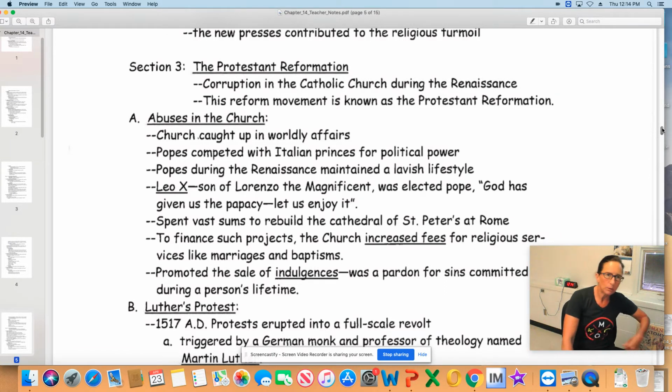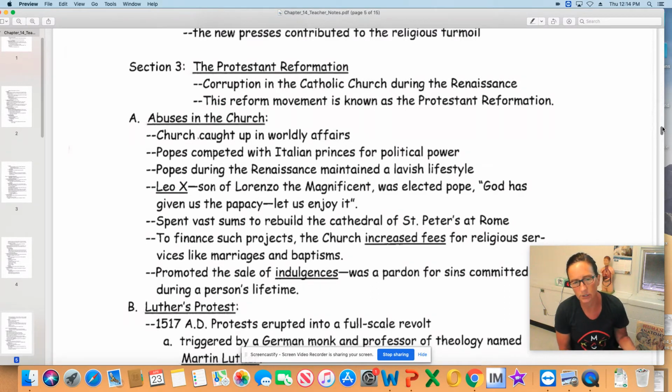Here we go. Chapter 14, section 3, Protestant Reformation. This is how we get the Lutheran denomination, the Baptist denominations, and the Church of England or the Anglican Church. So that's what we're going into. Corruption in the Catholic Church during the Renaissance.